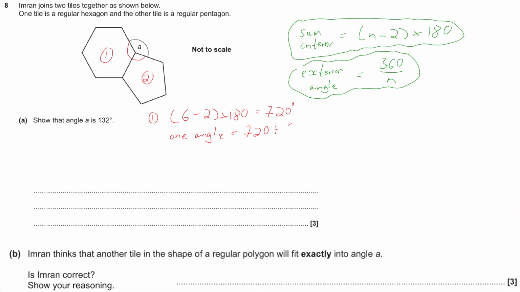Go and divide this by 6. If you do that, you're going to be getting 120 degrees. So this angle here is going to be 120 degrees.